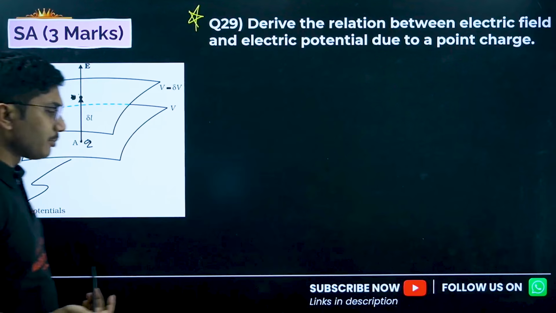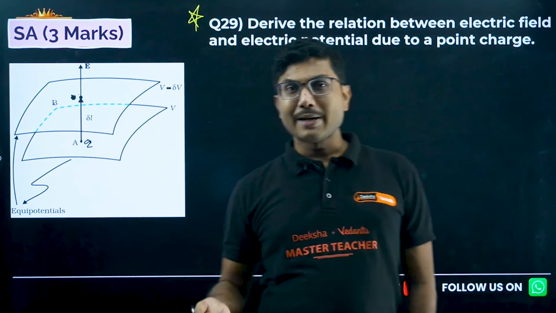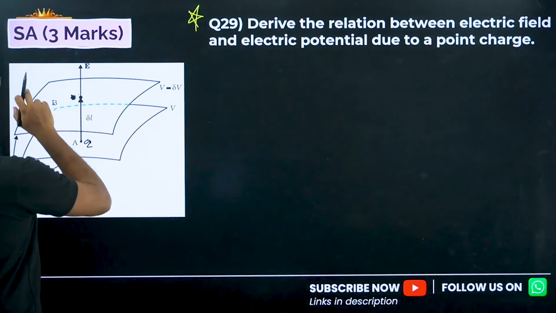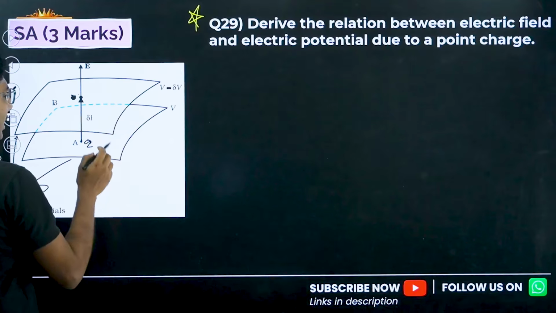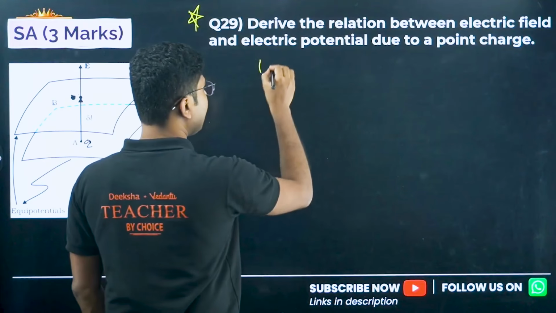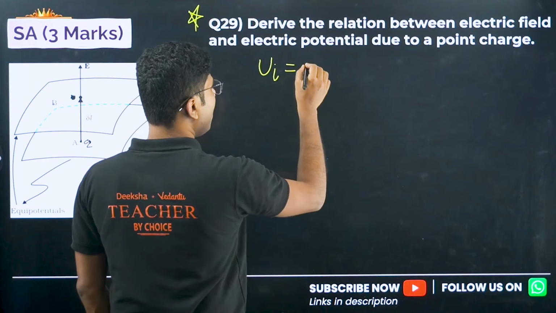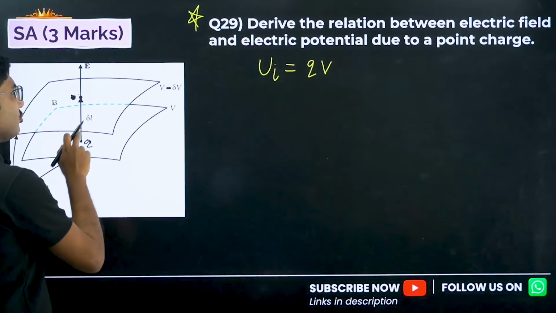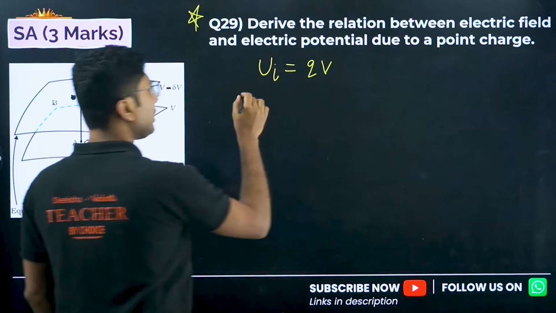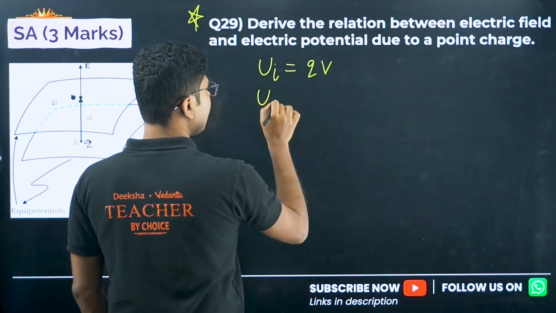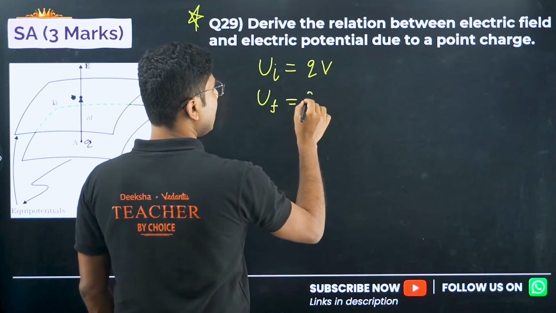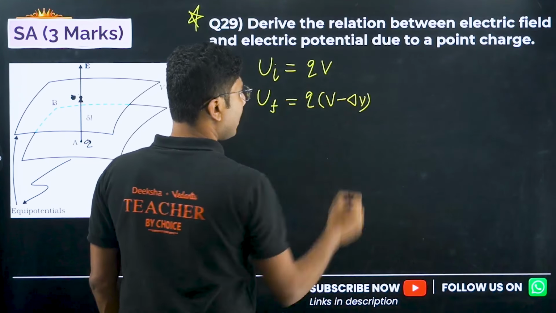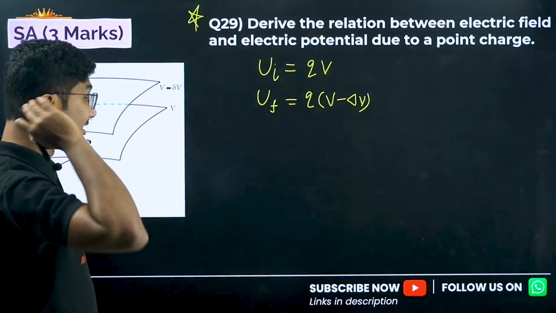There is a relationship between work done and potential, so that theory we will try to explore. What is the initial potential energy of this test charge? Initial potential energy is given by U_I equals Q into V. And as you are moving from higher potential to lower potential, final potential energy is given by Q into (V minus delta V). This is the change in potential energy.